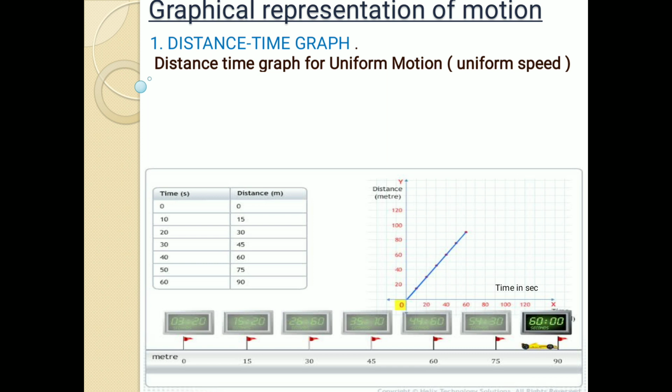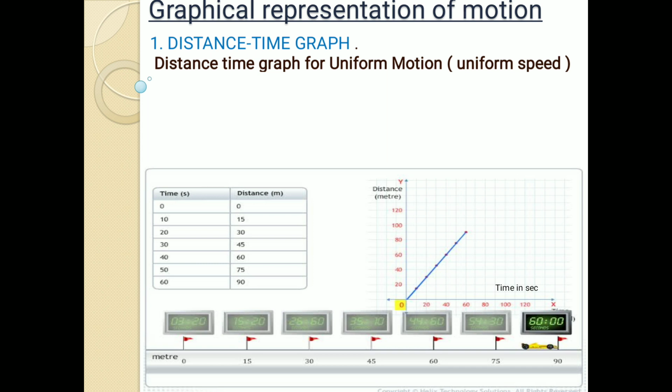Is it clear, children? Obviously, distance depends on time. The more the time, the more distance can be covered, right? So distance depends on time. Time does not depend on distance. Is it clear? Last year you learned how to plot a graph, like the x coordinate and y coordinate. So you learned how to mark a point on a graph sheet.